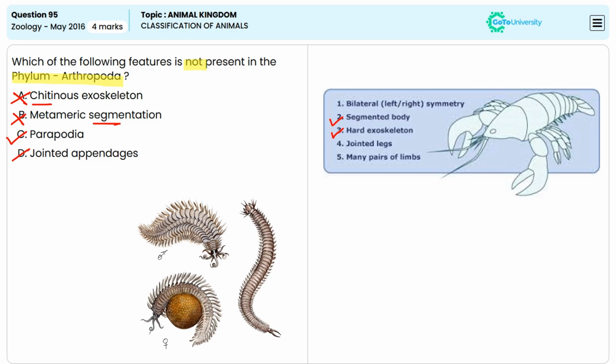Coming to option D, jointed appendages. Yes, it is present in the arthropods. The arthropods have jointed appendages such as legs, antennae, and mouth parts, which are key features of the phylum. So option D is also incorrect. The correct answer is option C.